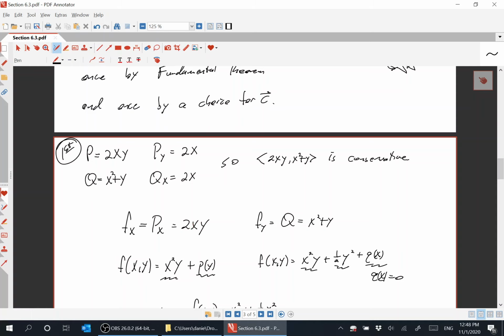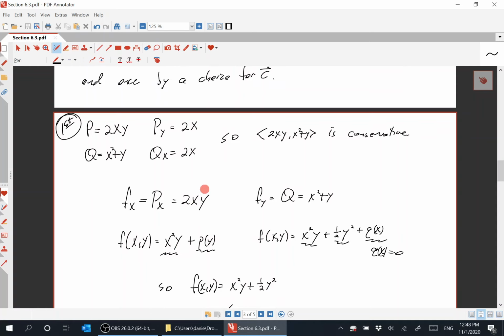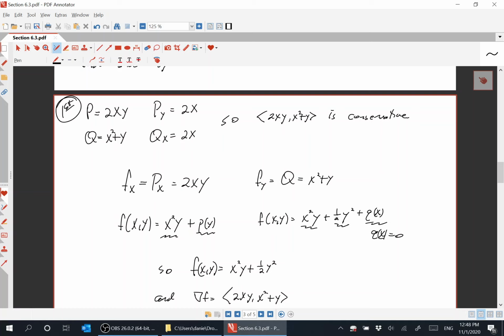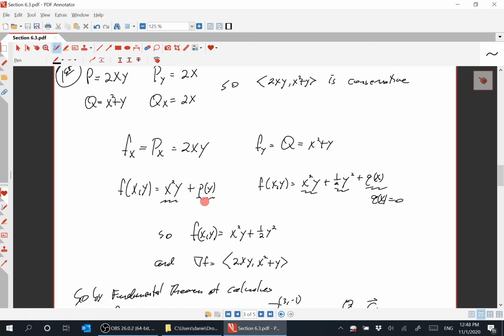Now you take the antiderivative with respect to x: x squared y plus an arbitrary constant. For partial derivatives, the arbitrary constant is a function of y. Antiderivative with respect to y: x squared y plus 1/2 y squared plus an arbitrary constant. Here the arbitrary constant for partial derivatives with respect to y is just a function of x. So now you need f(x,y) that fits both of these descriptions. Well, both have the term x squared y. Here's a p of y, here's a 1/2 y squared, so just let p of y be 1/2 y squared, and then there's nothing left, so the q of x can be 0.